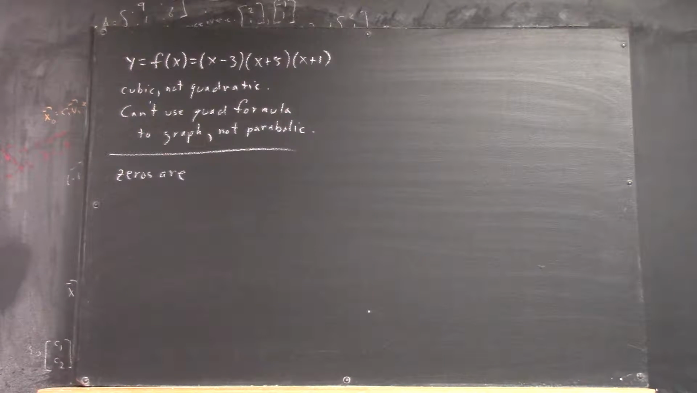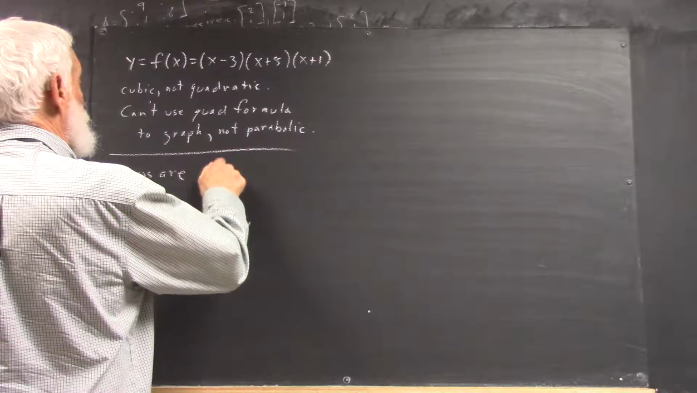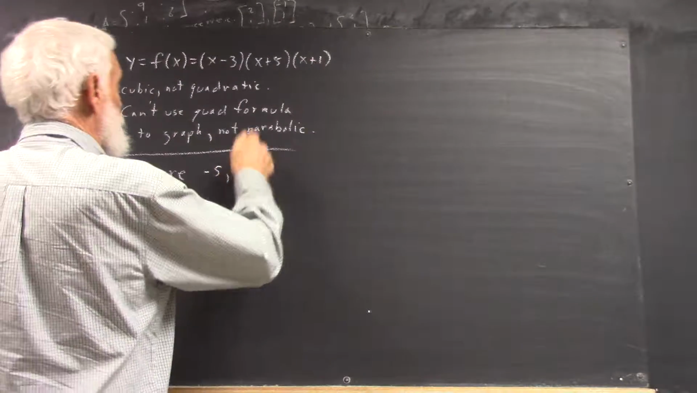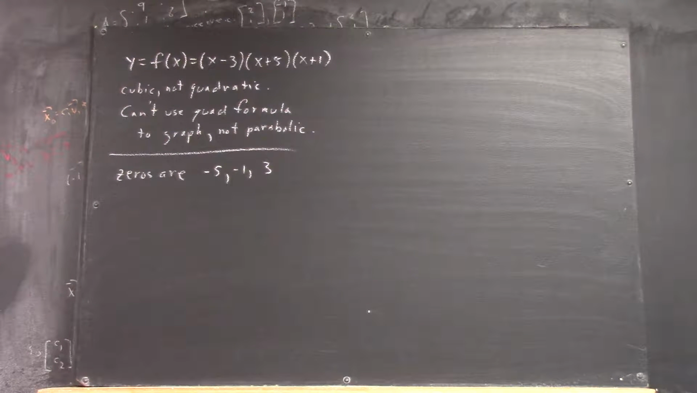3, -5 and -1. Yeah, now I'm going to do them in order from left to right, because that can be useful. Okay? But what you said was fine. Okay? So zeros are here.